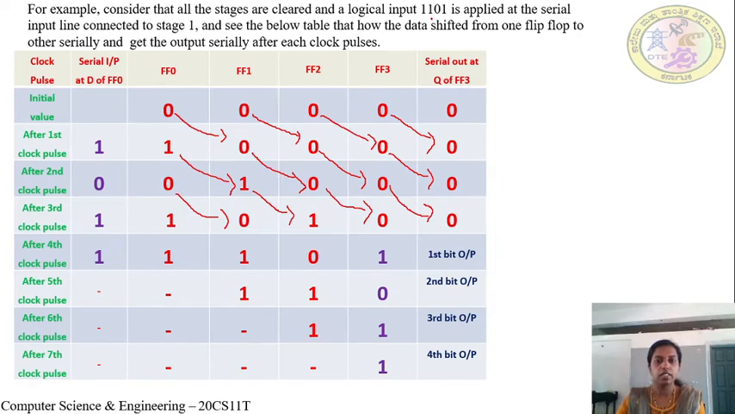After this, we consider the next bit 1. So 1 will be given as an input of FF0. Previous value of FF0 will be shifted to FF1, previous value of FF1 will be shifted to FF2 and previous value of FF2 will be shifted to FF3 and this one can be considered as the first bit output.